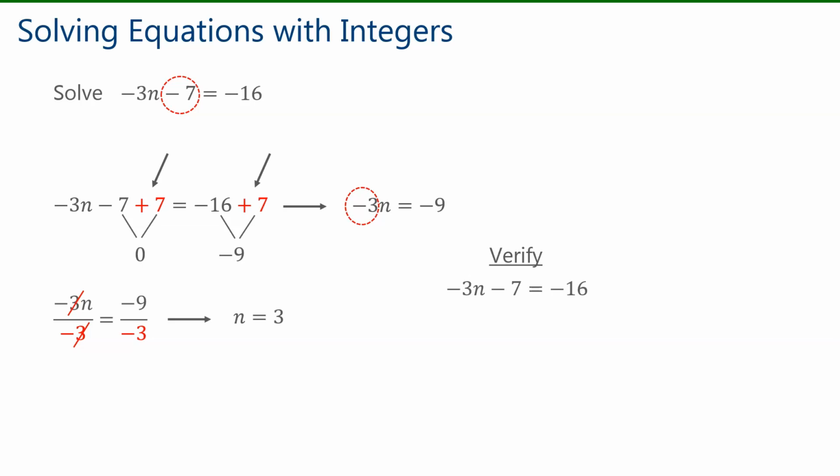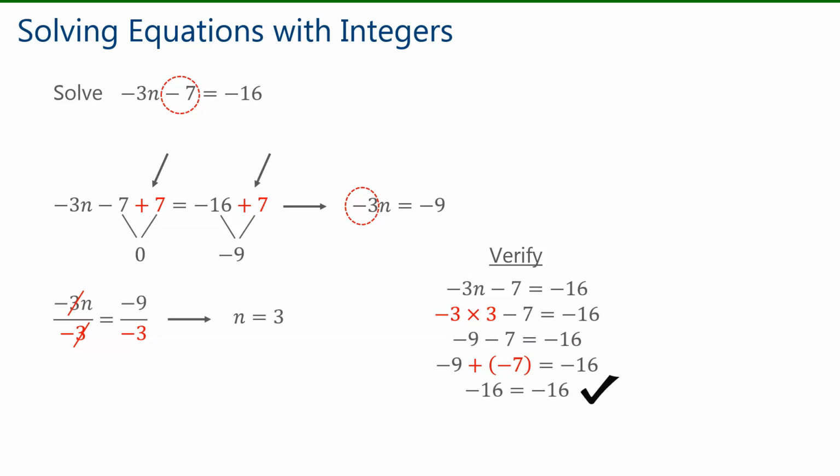We can verify our solution. Substitute n equals 3 back into the equation. And in red you can see we have negative 3 times 3. That equals negative 9. Negative 9 subtract 7. If you remember from an earlier example, when we subtract integers, we add the opposite. So negative 9 plus negative 7 is negative 16. The left-hand side equals the right-hand side, so n equals 3 is the solution.